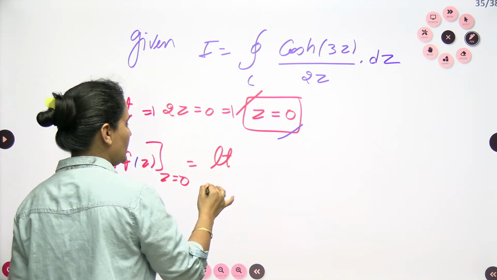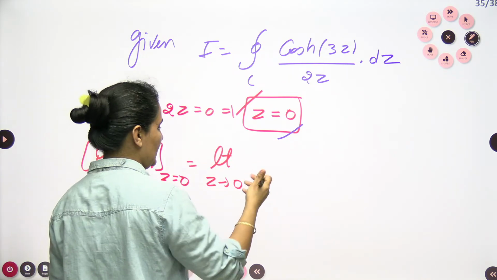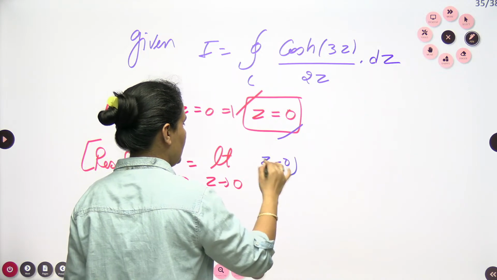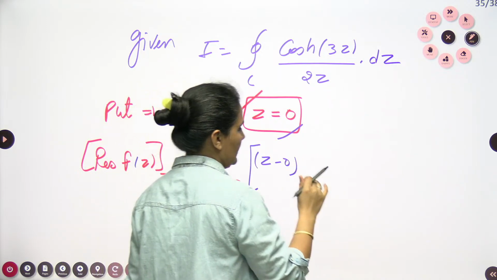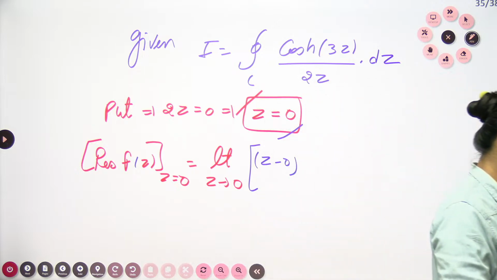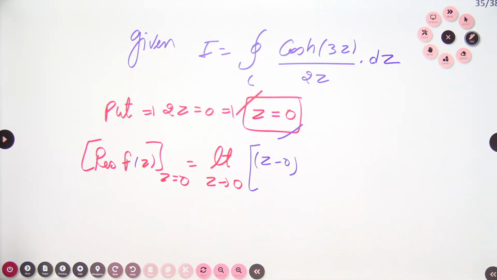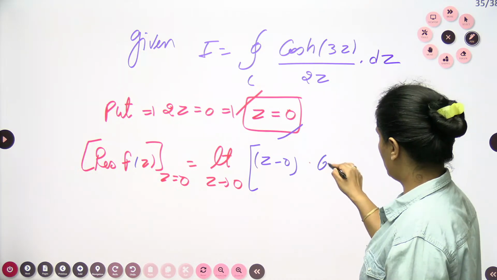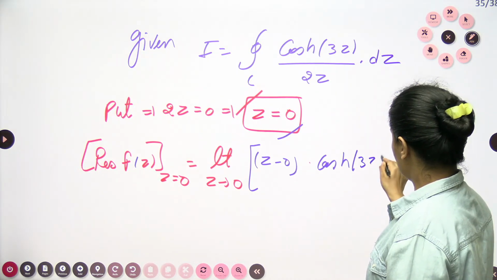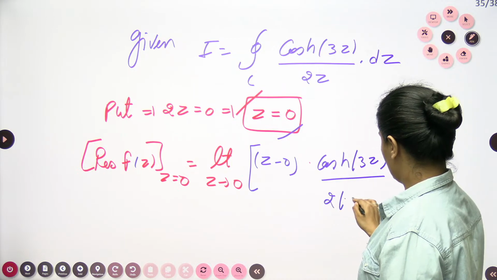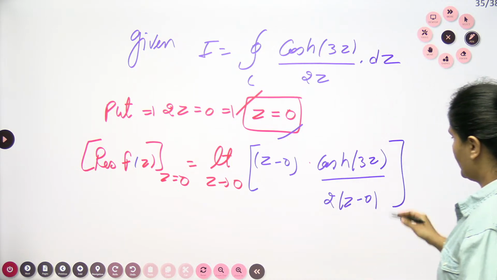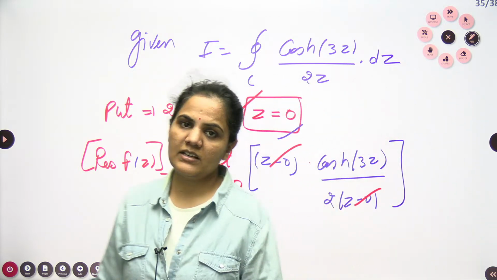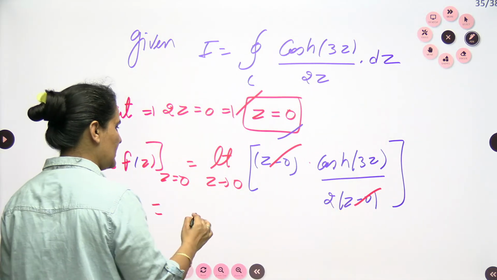If I want to go for z equals 0, it will be limit z tends to 0. Here I am having the function as z minus 0, and if you want to approach directly, we can approach it with this one. So this will be z minus 0 into your function. The function is cosh 3z by 2 into z minus 0. So we can see here the z and z will be gone in this case. We are having the remaining thing as limit z tends to 0.